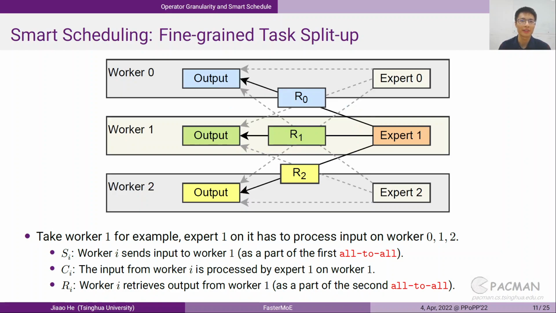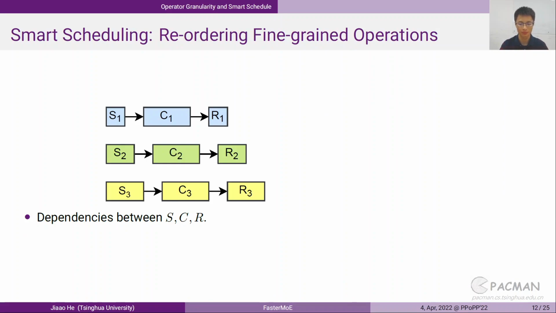Finally, all workers have to retrieve the output from worker 1, and we call the retrieve process of worker i, R_i. This is a part of the second O2O operation. Now we have multiple fine-grained operations, and we are going to reorganize them into an efficient schedule.